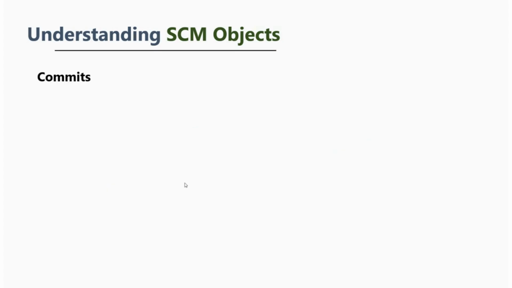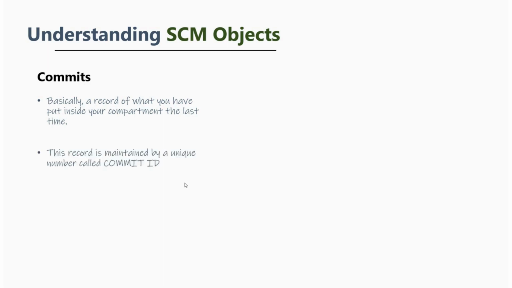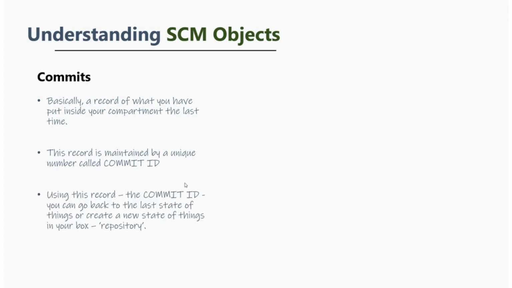Now let's talk about commits. Commits are basically records of what you have put inside your compartment the last time. When I said the example of taking the picture of your wardrobe when you tidy up your room, this is something that GitHub does. Whenever you put something into your compartment or your branch, GitHub tries to take a small snapshot of that and then tries to link it to a commit ID that becomes an identifier to go back to that configuration later. We already discussed this, that the record is maintained by a unique number called a commit ID, and using this record ID or the commit ID, we can go back in time to the last state of things and create a new state of things in your repository.